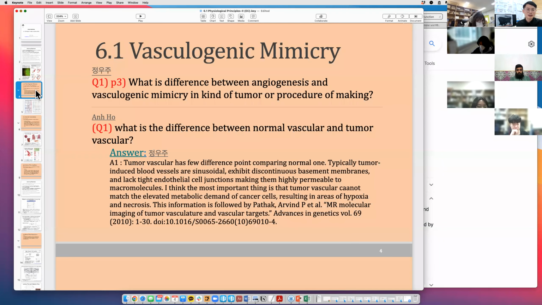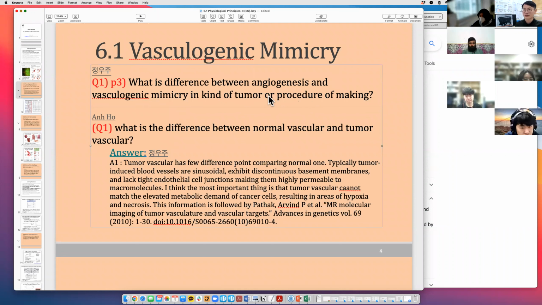So let's get directly to the question from Wuzhu. Where's Wuzhu here? Let's see. Oh, yeah. Wuzhu is asking about the difference between angiogenesis and vasculogenic mimicry in tumors, or the procedure of making them. This is a little confusing to me, but anyway, Anho also made a good point here. Wuzhu, can you explain a little more of your question? Because this part is a little unclear to me and maybe to others as well.